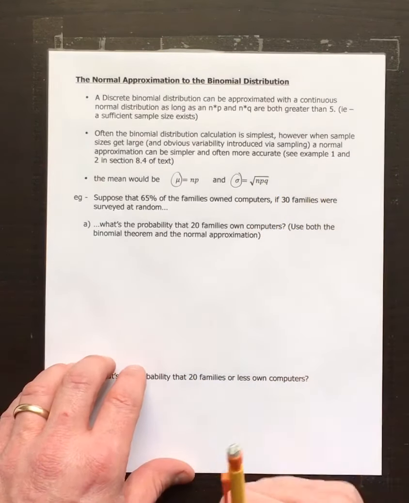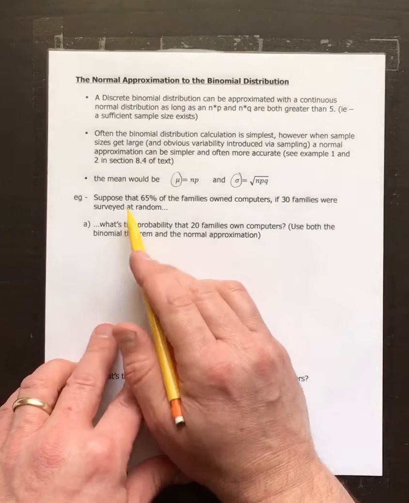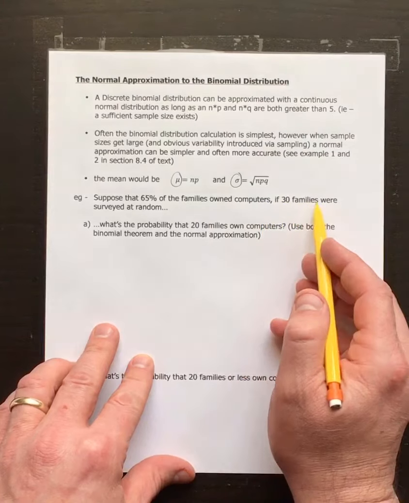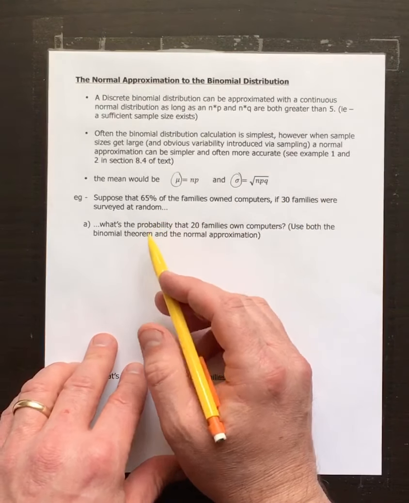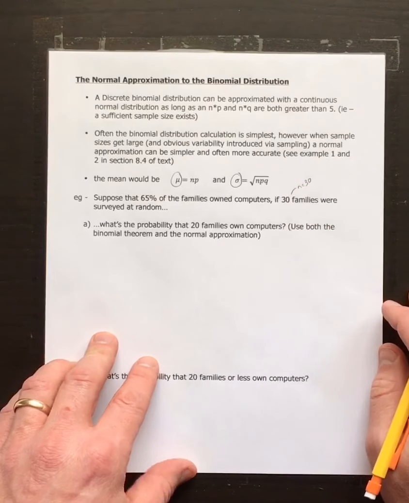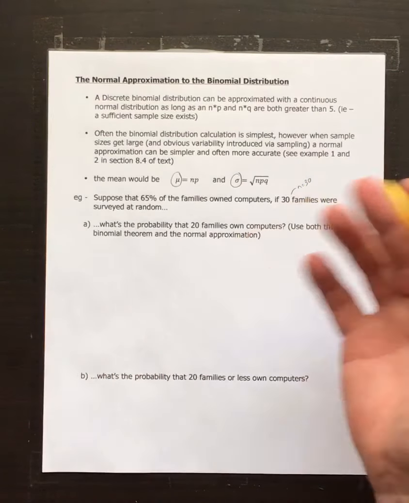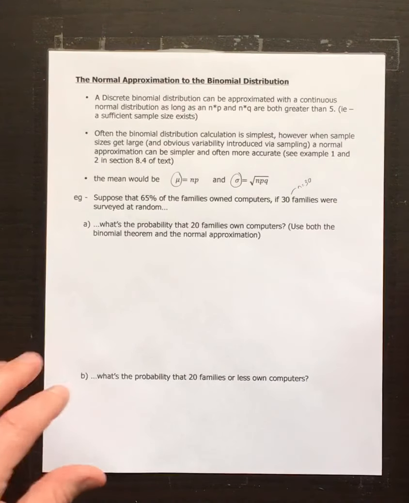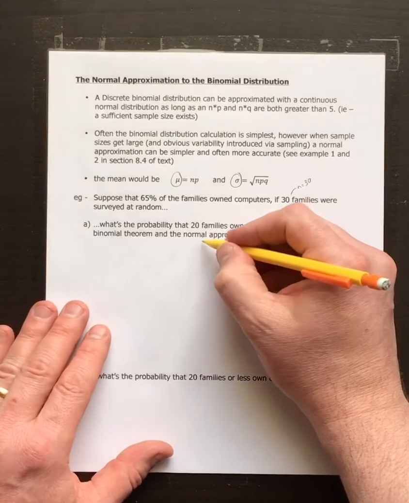Okay, so here's the situation. This is a binomial distribution situation. Suppose that 65% of the families own computers. If 30 families were surveyed at random, my sample size is pretty big, my n is equal to 30. What we're going to do is look at the different ways we can do this. One, we're going to use the binomial distribution calculation, and the other we're going to use the normal approximation.